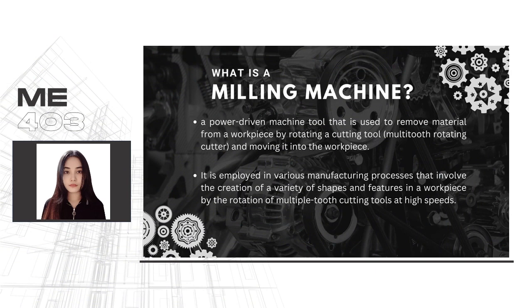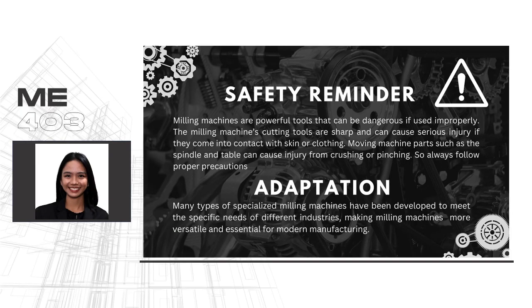A milling machine is basically a power-driven machine which functions on removing material from the workpiece. This machine is widely used in manufacturing processes for a variety of shapes and pictures, which are done through the rotation of multiple-tooth cutting tools. And using this machine, one should always practice safety precautions. Milling machines have sharp cutting tools and may pose serious injuries. Yet, despite these hazards, milling machines are widely utilized with their array of functions in modern-day manufacturing.